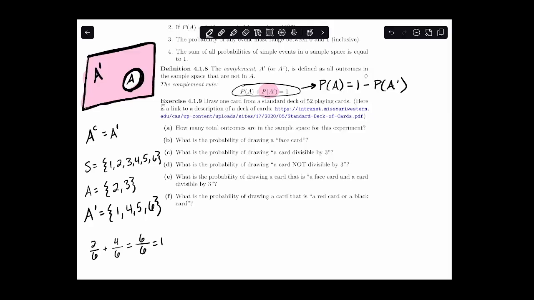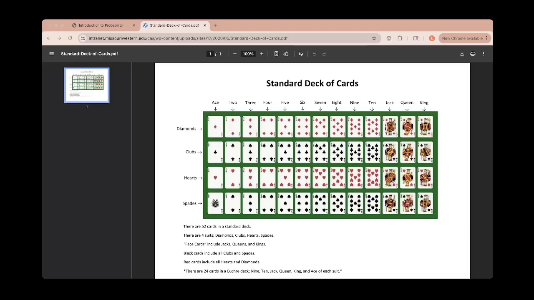So now let's look at exercise 9 here. This says, draw 1 card from a standard deck of 52 playing cards. And there's a link that I'll pull up where we can see a description of a deck of cards. So here is what a deck of cards looks like. You can see that there are 4 what are called suits. They're diamonds, clubs, hearts, and spades. And then there are aces, which are kind of like ones, and then the numbers 2 through 10. And then each suit has 3 face cards, Jack, Queen, King.